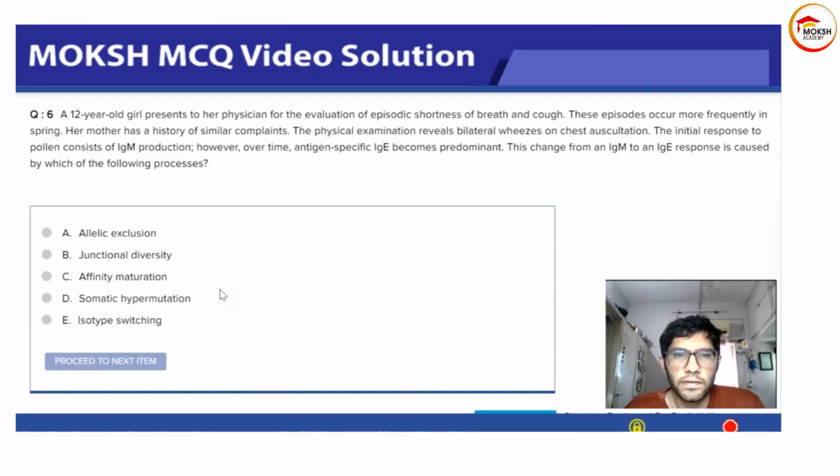A 12-year-old girl presents to the physician for evaluation of episodic shortness of breath and cough. These episodes occur more frequently in spring. Her mother has a history of similar complaints. The physical examination reveals bilateral wheezes on chest auscultation.